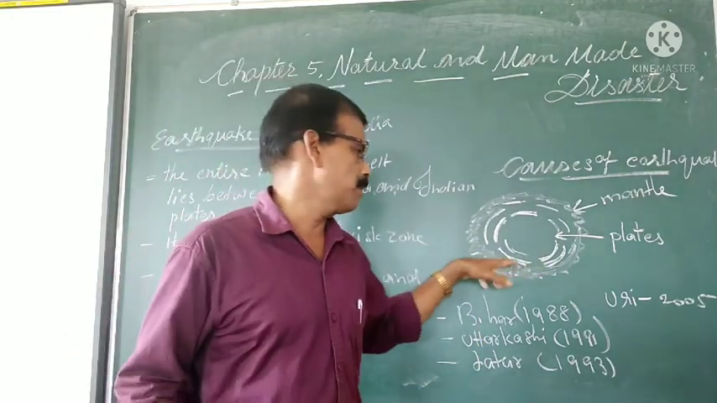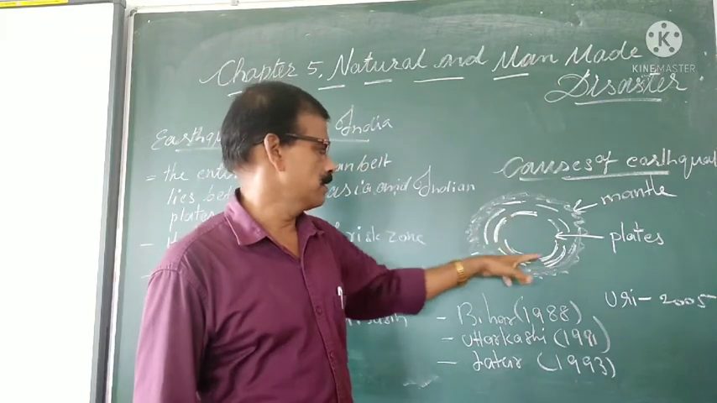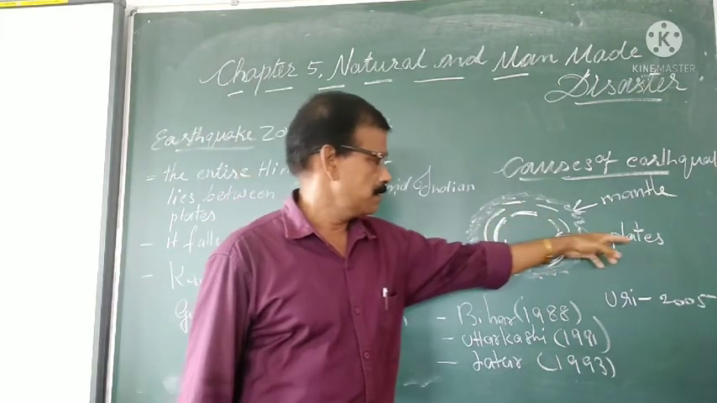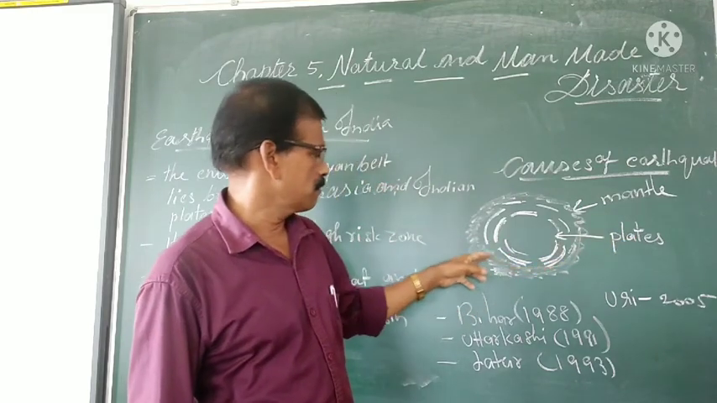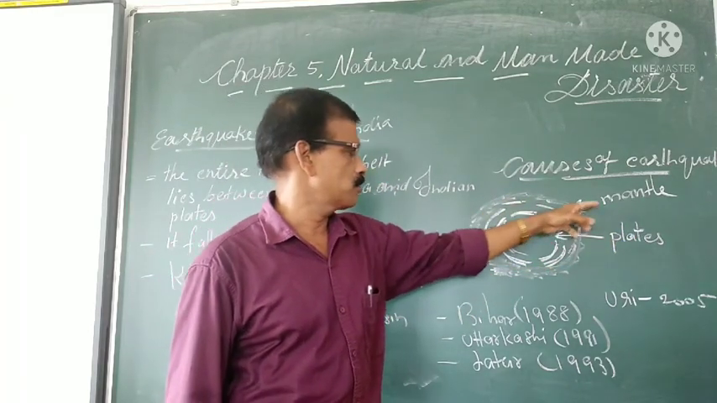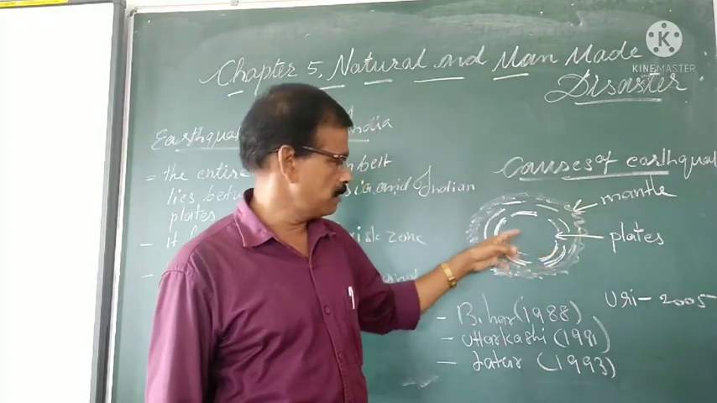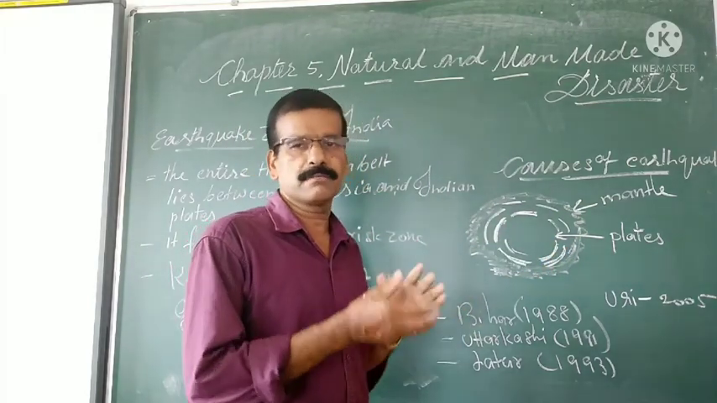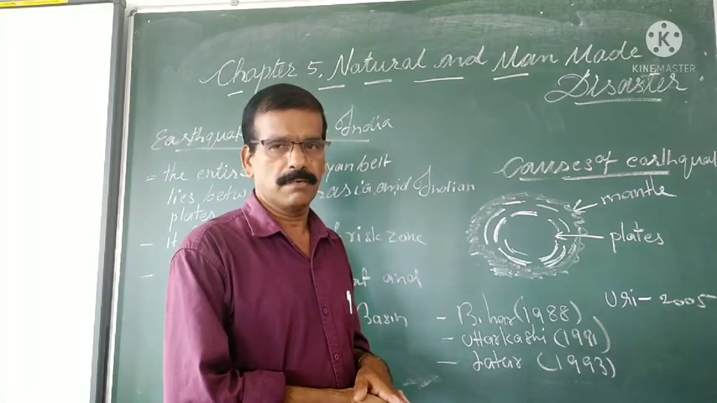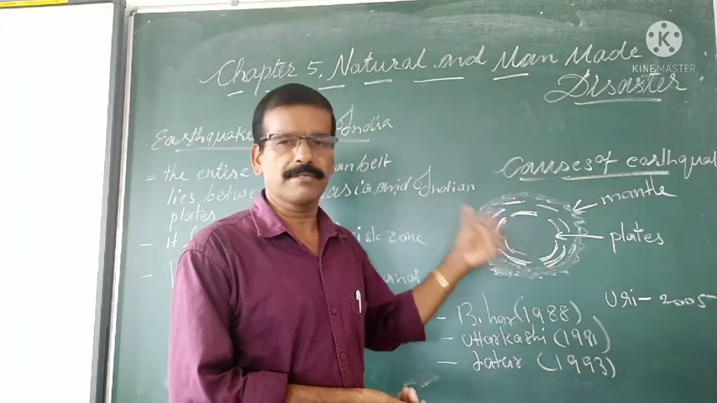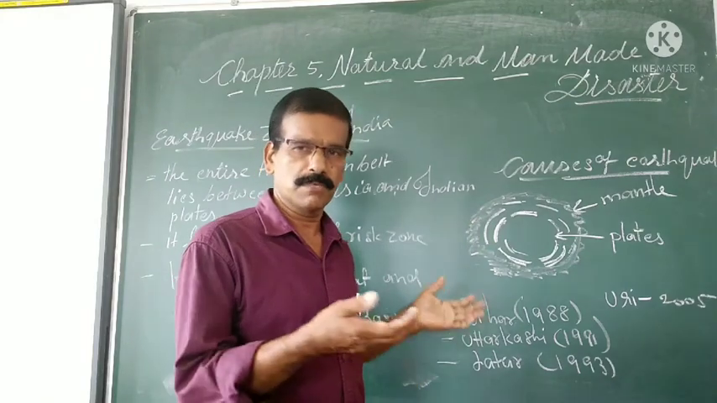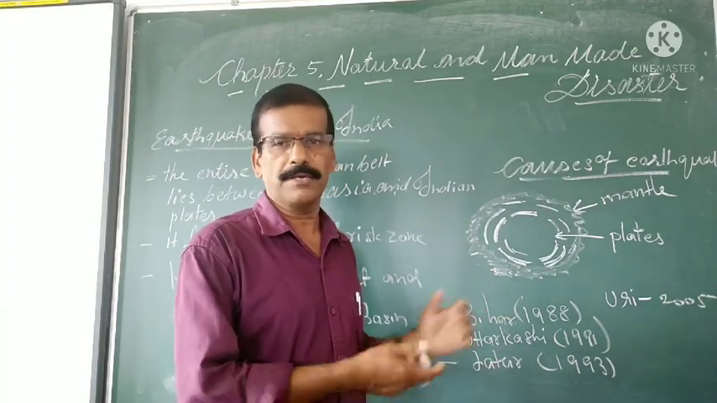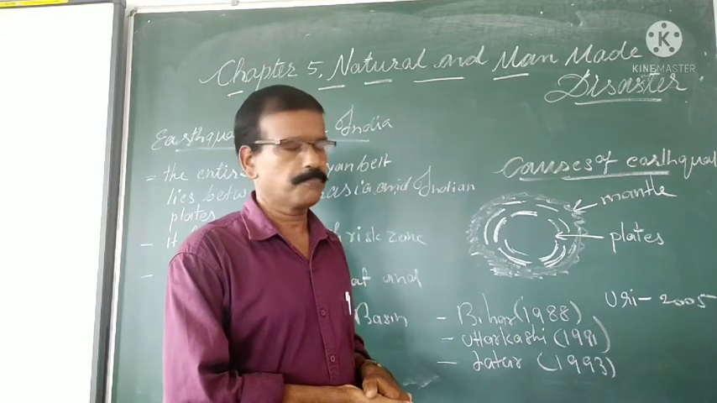So from this diagram you can see that these are the earth plates, and this is the semi-molten lava that is known as magma. The plate is moving on this, but the movement is only millimeters in a year. But often the plates collide or touch. That is why a sudden shock is created and an earthquake takes place.